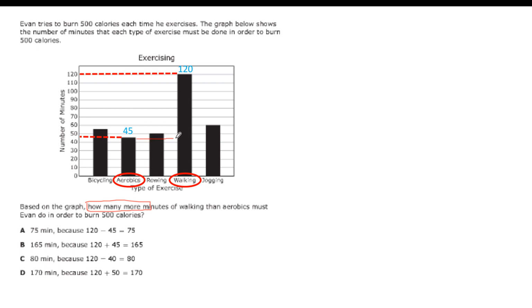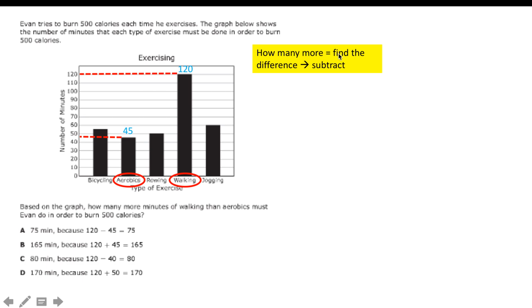So if I go over here and I draw this line to right here, this part of the bar graph is the number I'm looking for. So if I were to break this bar graph down, I know that this part is 45 because it's the same as aerobics. And I know the whole thing is 120, but I don't know what this shaded part is. So that's what I'm looking for. How many more can also be find the difference between these two numbers. And we know that difference means subtract. So we're going to set up our subtraction problem. 120 minus 45. I want you to go ahead and try to solve this one on your own before we do it together.